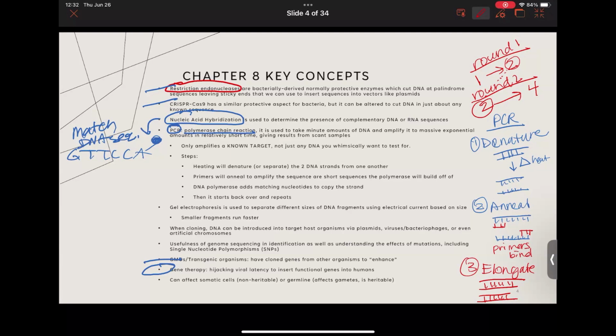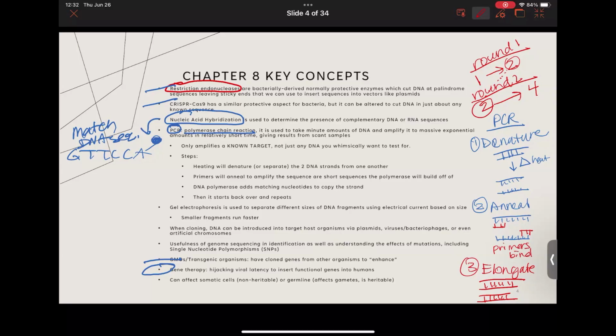So this is the 3 steps. That's it. Denature, anneal, elongate. And then we will denature what you just elongated and then anneal it again. It's just those 3 steps over and over and over again. We'll do that usually anywhere from 30 to 100 times.